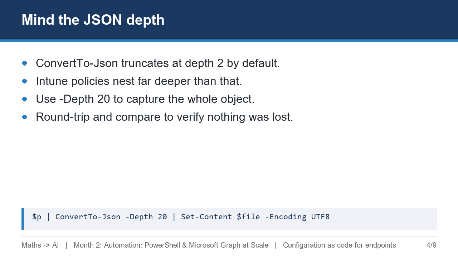A quick but critical warning. ConvertTo-Json truncates at a depth of just 2 levels by default, and it does so silently. Intune policy objects nest far deeper than that, with settings inside instances. If you forget -Depth, you will export JSON that looks fine but is missing most of the policy. Always pass -Depth 20 or more, and round trip your export, read it back and compare, to verify nothing was lost. This single flag catches a lot of people out.